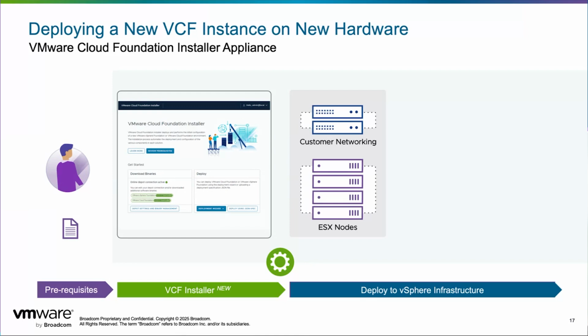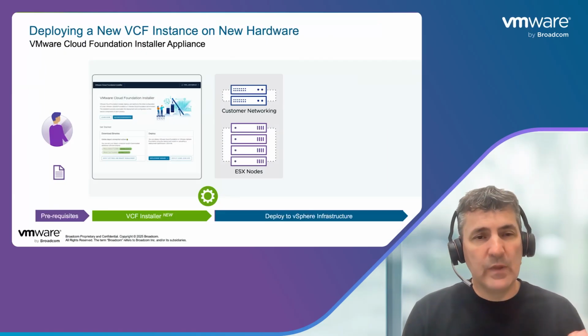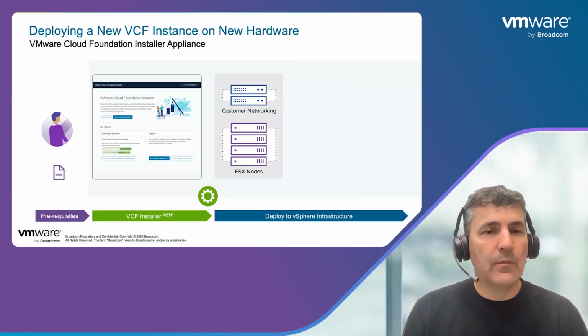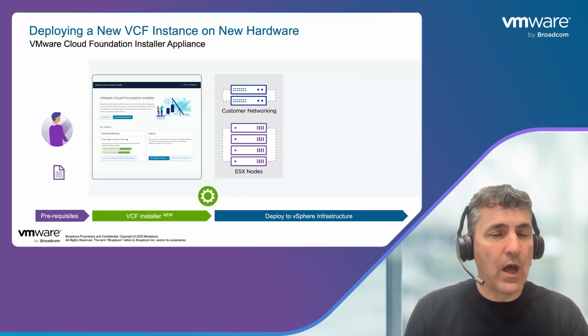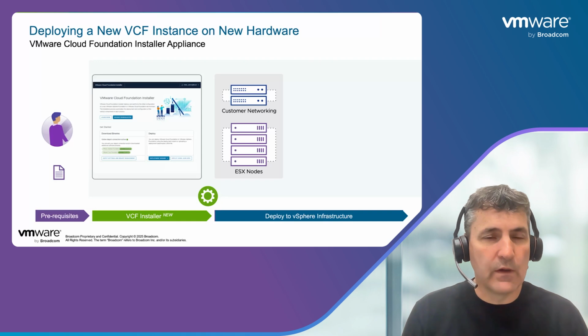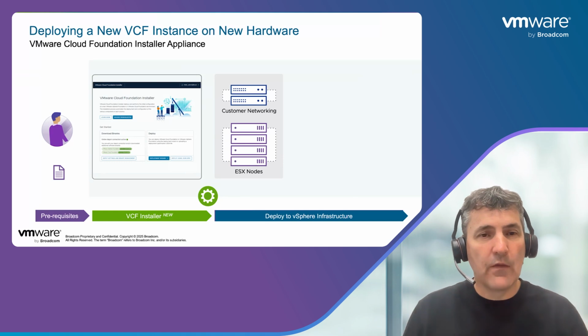So we deploy the VCF Installer, and one of the first things we'll need to do is upload the binaries to the VCF Installer. I'll have a little bit more on this in an upcoming slide, but suffice it to say, we do support both an online connected mode as well as an offline disconnected mode. So this will work for dark sites as well as for connected sites. But once you upload those binaries, then you go in and kick off the deployment.